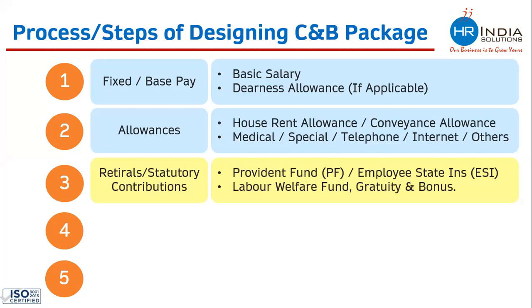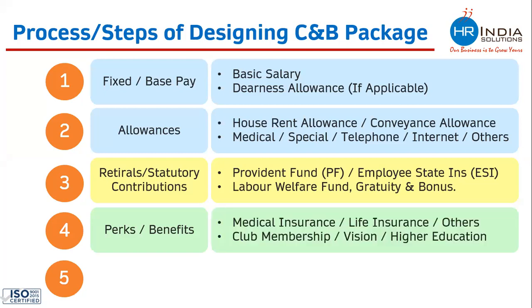Once you are done with the third step, the fourth step is to add the cost of benefits and perks which your company is providing. If your company is providing any facilities to your employees, you can add the cost of those. Benefits can be in the name of medical insurance. If your company is providing medical insurance, you can add the cost of that in CTC. Life insurance, club membership, vision care, higher education, whatever benefit your company is providing to the employee, you can add the cost of those benefits into the CTC and Excel or compensation package.